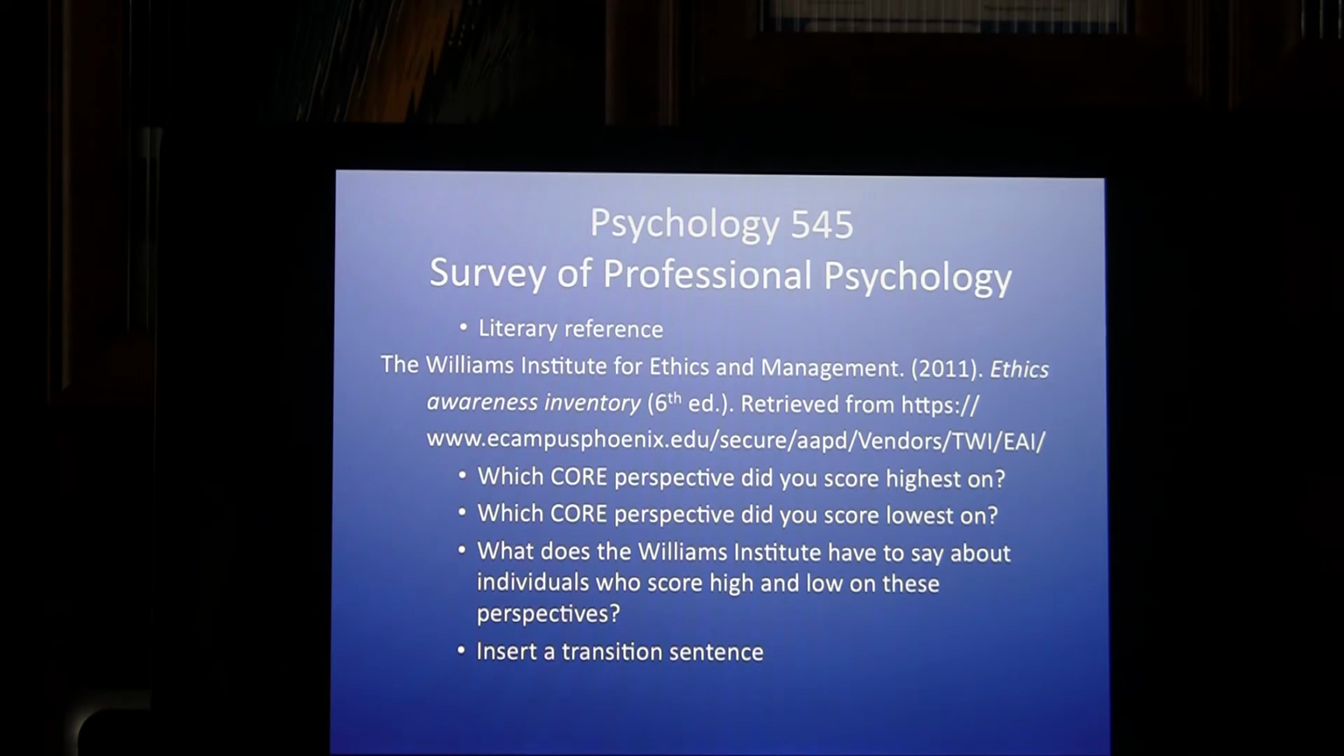Now, in this particular objective, it's important that you also identify which core perspective you scored the highest on and the lowest on. In addition to that, what does the Williams Institute have to say about people who score high and low on these two perspectives? Discuss that. And then write a transition sentence, again taking the reader from this particular main point or objective into the next.